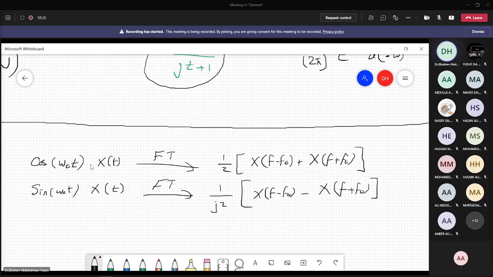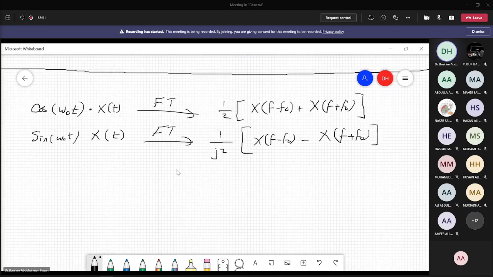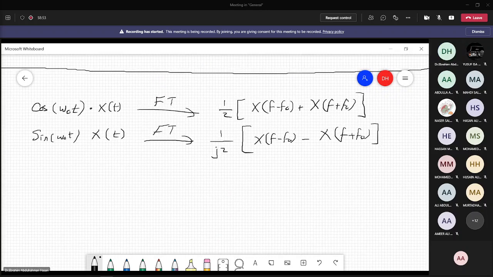So cosine multiplied by x of t is equal to half x of f minus f naught plus x of f plus f naught. This multiplication is as if we have x of f, so you need to find x of f, then shift it to the right and shift it to the left. Okay, let me see an example here.